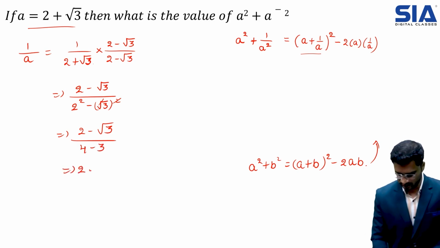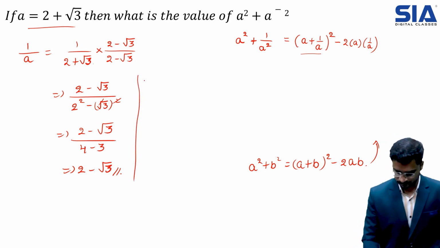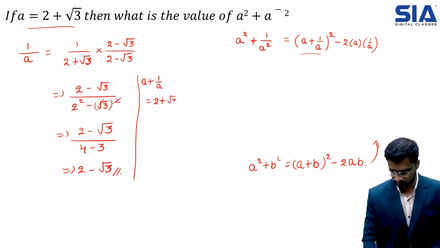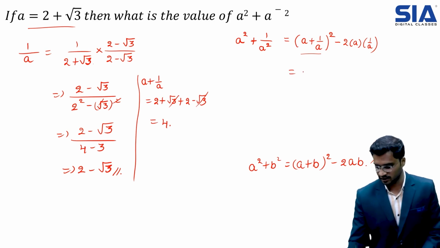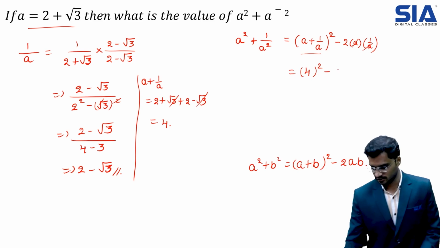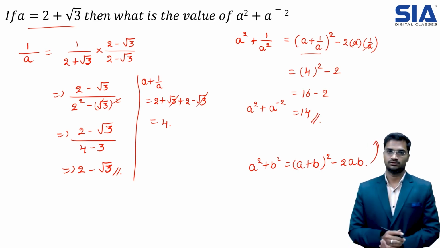So the value of 1 by a is equals to 2 minus root 3. So let us find the value of a plus 1 by a. A plus 1 by a is equals to 2 plus root 3 plus 2 minus root 3. Root 3 gets cancelled. So a plus 1 by a is 4. Let us substitute the value here. A plus 1 by a is 4, squared, minus, here a and a get cancelled, I'm left with only 2. So 4 square is 16. 16 minus 2 is 14. So our answer for the value of a square plus a to the power of minus 2 is 14.